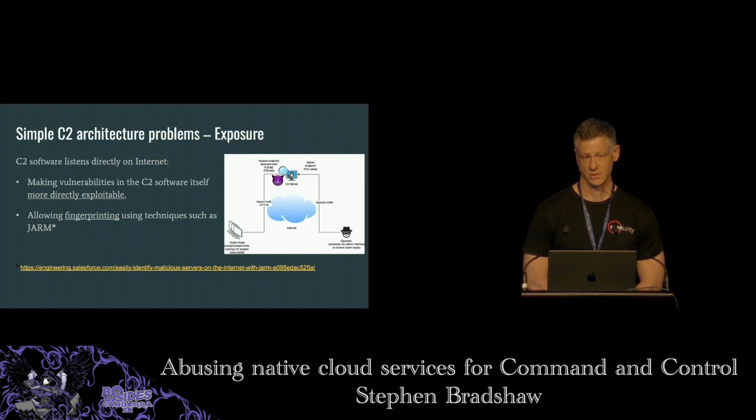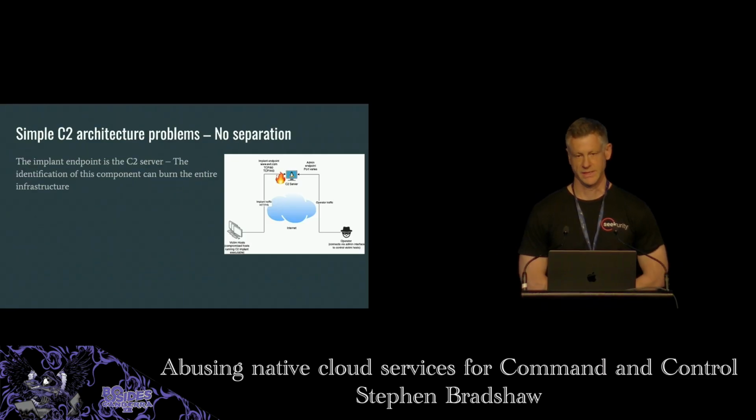And there are techniques such as JARM, which look at unique characteristics of how TLS negotiation is done, that can actually be used to detect C2 servers that are directly connected to the internet. There's a link to some information about JARM if you're interested, and I will share these slides afterwards, so don't feel you have to remember these links I'm going to show.